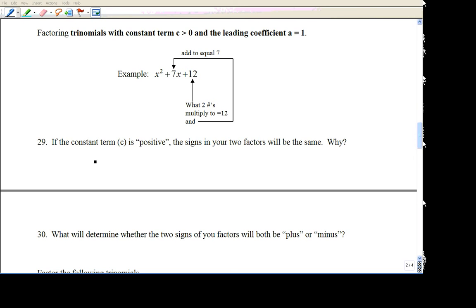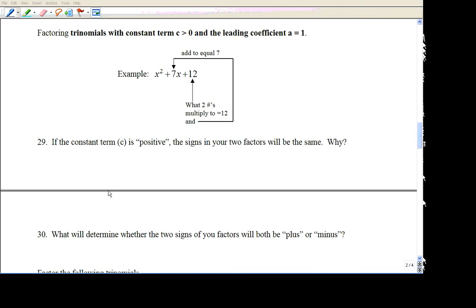So number 29 says, if the constant term c is positive, the signs in your 2 factors will be the same. Why is that? Well, if the constant c is positive, we get that from multiplying the second terms in each of our binomial factors. So if the last number is positive, that's because the only time you can have a positive product is because a positive times a positive equals a positive, or a negative times a negative equals a positive.